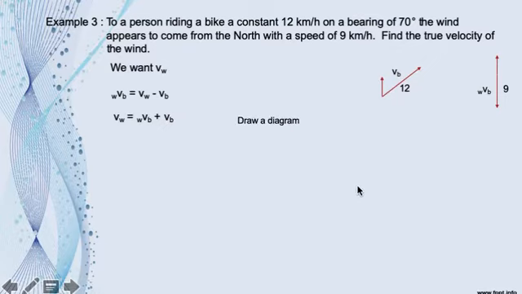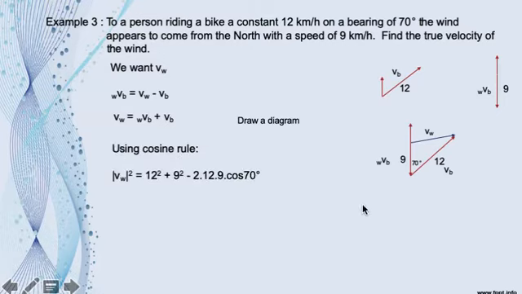So let's draw that diagram. We want both positives this time, so positive 9, positive 12. Again, make sure you've got that nose to tail though. What angle do we know? This was directly down, and that's going to be the same angle there. So that's going to be 70 degrees in here, and then our result, our actual velocity of the wind, is what we're trying to find. So cosine rule again. Put everything in that we know, and we get the magnitude is 12.3 kilometers per hour.